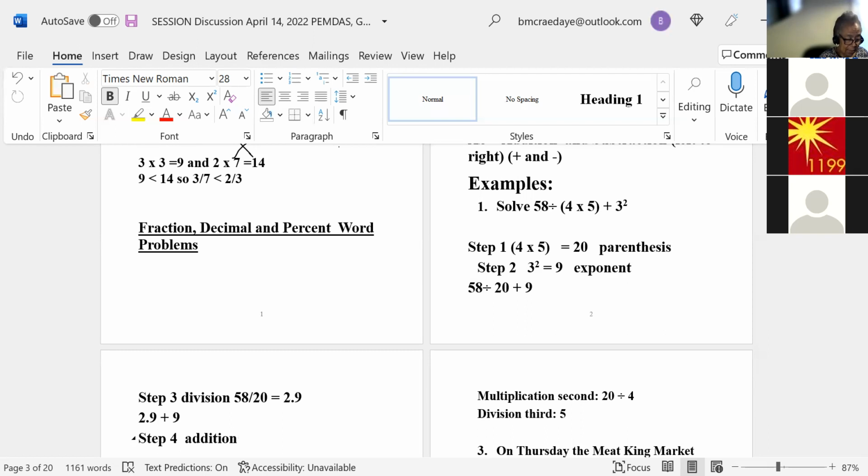2.9 plus 9 is going to give you 11.9. That's right. That's your answer, 11.9. That's an equal.